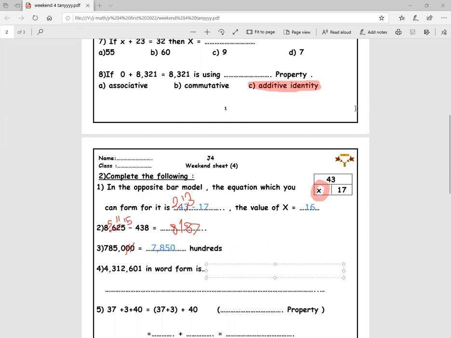Now I write this number in word form. Again, to make the word form, I have to define the periods and start to write. 4,000,000, 300, 12, 1,000s.